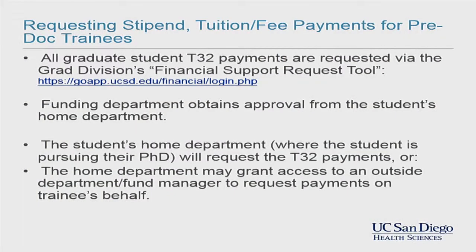So while you're working on the actual appointment processing, you can begin to request stipend, tuition, and fee payments for the trainee. Graduate students are different than postdocs in that they're paid through what's called the Student Aid Management System. Payments are actually processed by the graduate division, but the home department or a designated user can request payments on the trainee's behalf. The payments are requested through the Financial Support Request Tool. It's a new automated tool, well, it's about 3 years old.